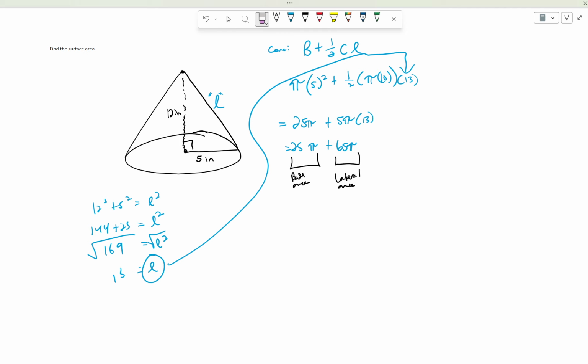Of course, let's go ahead and combine these parts, by the way, because we want the entire surface area, which is just going to be 90 pi inches squared. All right. Let's figure out the volume of that cone.